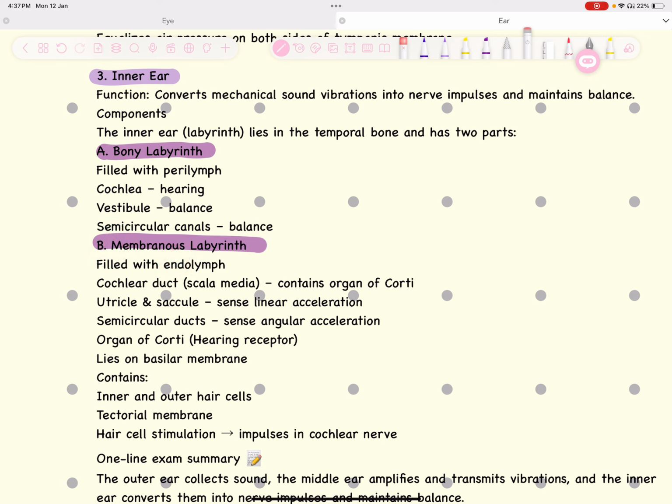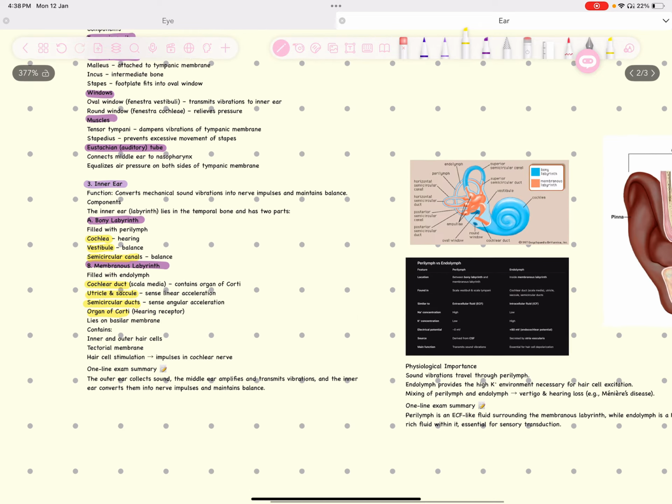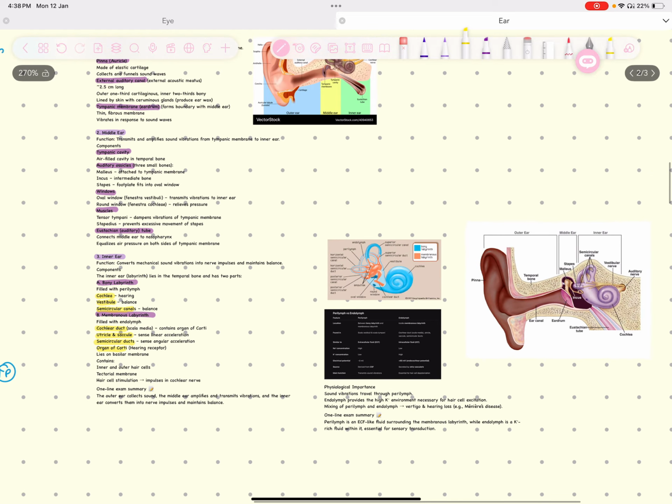And bony has cochlea, vestibule, and semicircular canals. Cochlea is for hearing, vestibule is for balance, semicircular canals are also for balance. And membranous has cochlear duct, scala media, utricle and saccule, semicircular ducts, organ of Corti. So these are the four things. Let me highlight them. These four things, and then cochlear duct, utricle and saccule, semicircular ducts, organ of Corti. Okay, now moving forward, let me continue in the next video.